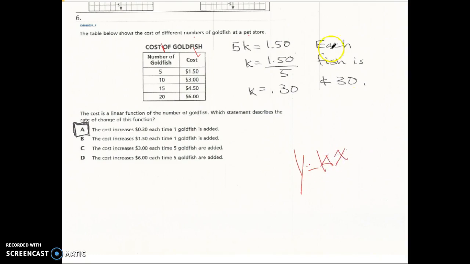In order to find out what my k is, I divide 150 by 5 and I get 0.3 or 30 cents. So I look down over my choices and say the cost increases 30 cents each time one goldfish is added. And that's correct, because I know that each goldfish is 30 cents. If I have 10, I multiply it by 30, I get $3. 15 times 30, I get $4.50, etc. The rest of them, you can read through them, but they're all wrong, so forget about them. Select number 1 and then move on to now question number 7.